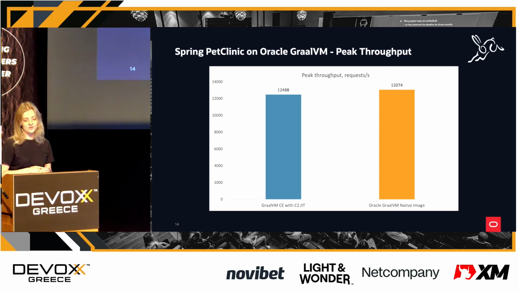As an example here, we did measurements of the Spring PetClinic application running on GraalVM native image, that is the orange bar, versus running on C2, which is the standard default JIT compiler in the JDK, so OpenJDK, Oracle JDK, etc. And you can see that native image is on par and even slightly above the JVM in terms of peak performance. Now, obviously, this is just one app, and every application is different and has different goals, different dependencies, different code, but something like this is possible.